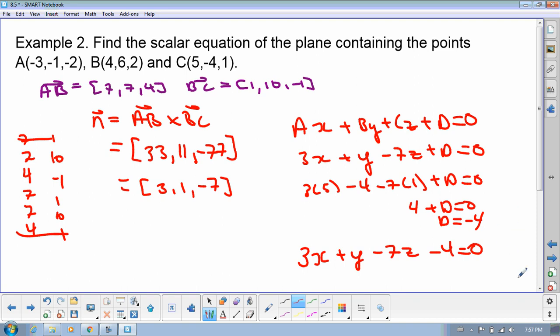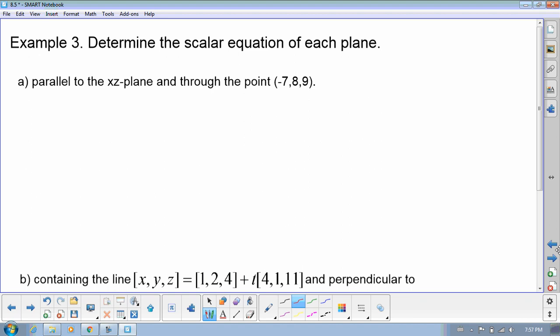Okay, I believe I have one more set of examples. Determine the scalar equation of each plane. Here it tells us it's parallel to the xz plane. So let's just do a little sketch here. We know x is here, y is here, and z is up here. So that xz plane is right here.